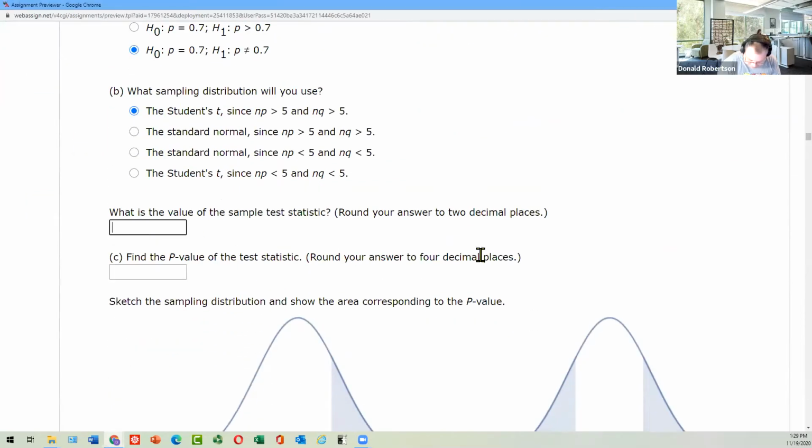Sample statistic is our z-score, so it is negative 0.797. P-value 0. Can't read my own writing. 42, there we go. 0.425. Oh, 0.4250 to 4 decimal places.